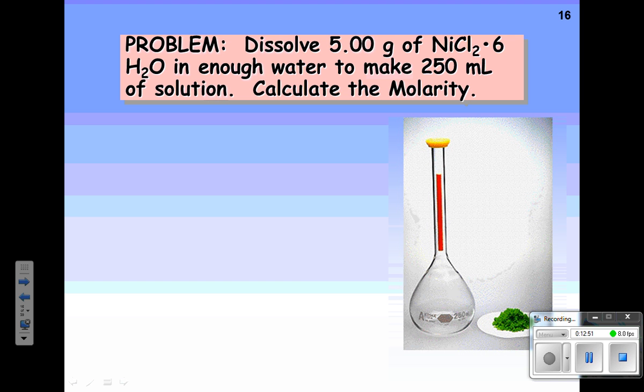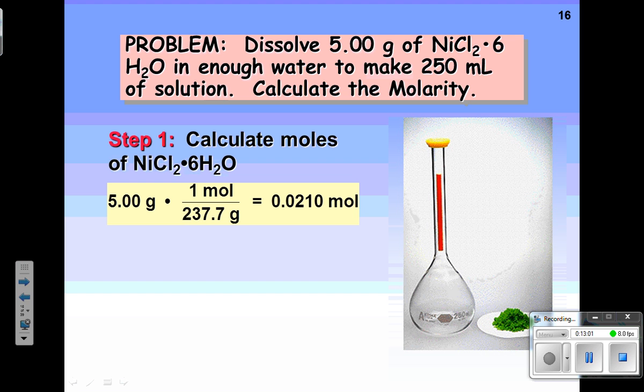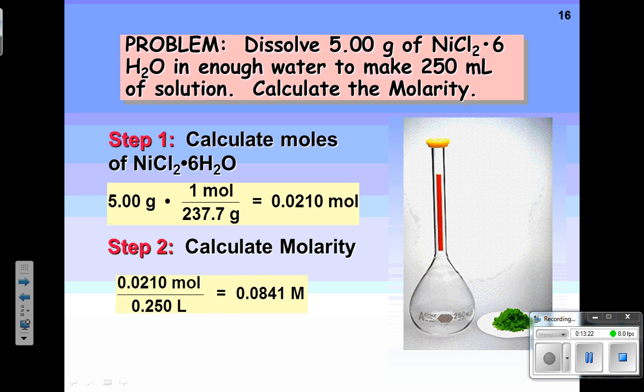So I've got to change what to moles? The grams. Okay, so I'm going to change the grams to moles. I'm going to calculate how many moles of this I've got. So I'm going to add up nickel, 2 chlorines, 12 hydrogens, and 6 oxygens. And that's this mass right here. Times the 3, I get moles. What was the other thing I needed? Moles per liter. I've got milliliters, so I need to change the milliliters into liters, which is just dividing by 1,000, right? So I get 0.25. Take my moles, divide by my liters, and I've got molarity.